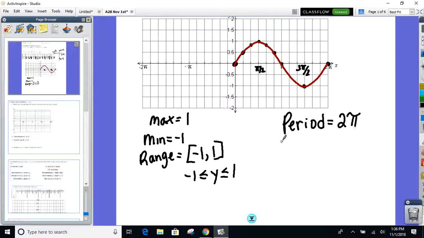Last vocab word I'm going to introduce is the amplitude. That is how high it goes. How high this graph goes. How high does it go? Up to 1. So the amplitude, +1. And you just maybe want to make a note right here. We'll talk about it more in a second. Amplitude, always positive. It's always a positive value.